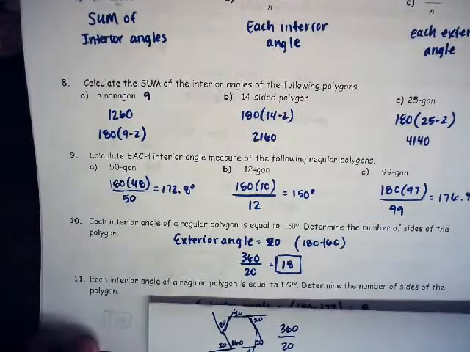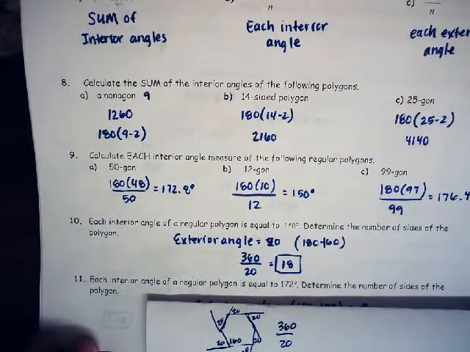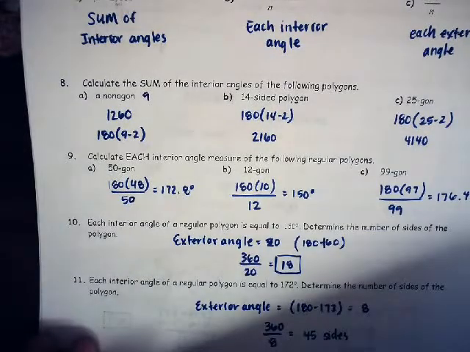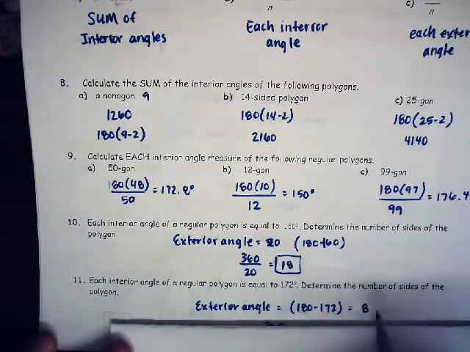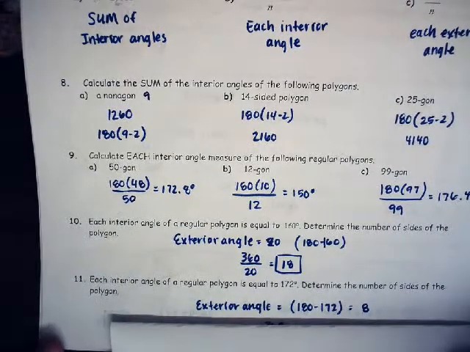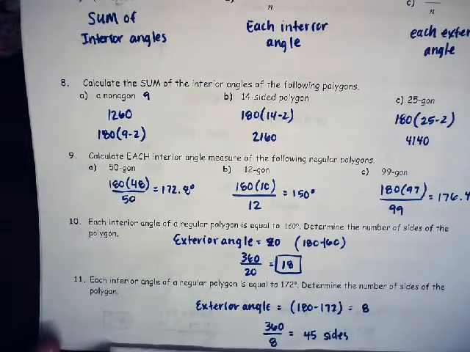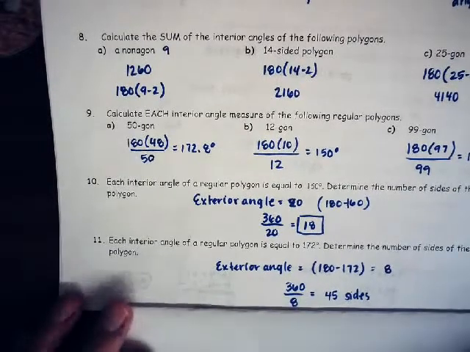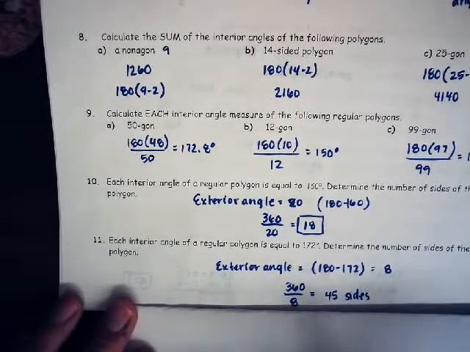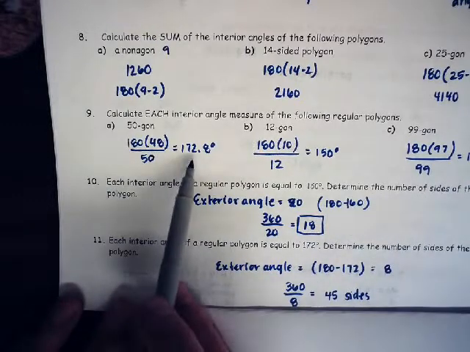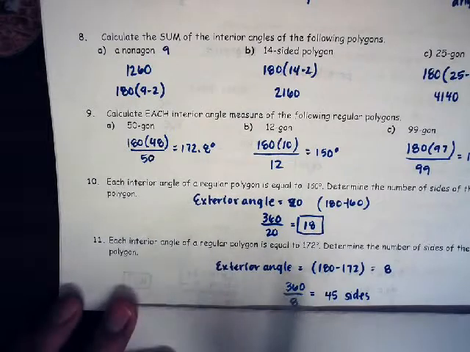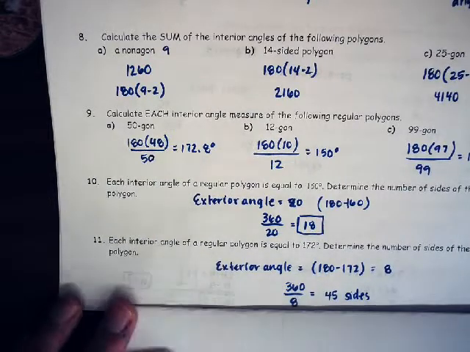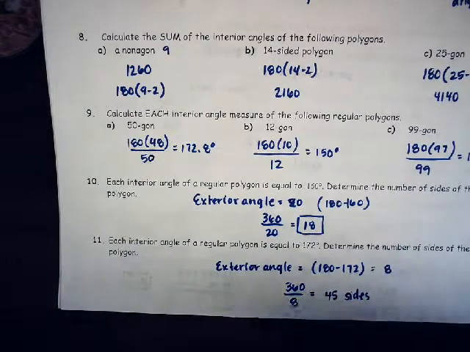So I did it the same on 11. Each interior angle is 172. So I took 180 and subtracted 172 to find out what the corresponding exterior angle was, or the adjacent exterior angle. And then I took 360 divided by 8, and I found out that it's a 45-sided polygon. You can see that makes sense because up here a 50-sided polygon had a 172.8 degree angle. A 45-sided polygon had 172. So that makes sense.